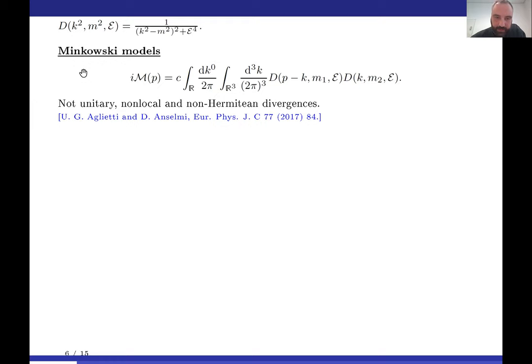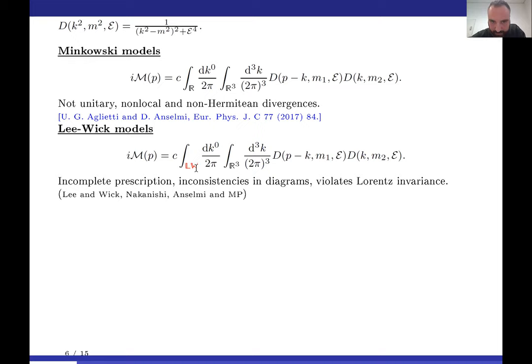Then you have the Lee-Wick models. Lee and Wick proposed to modify the contour integration for the energy in some specific way, but keep the space momentum fixed on the real values. This, as I explained before, has some inconsistencies and it is basically incomplete. They missed some point, although it was a good starting point. They have inconsistencies in higher loops. This was also acknowledged by them. And the amplitude violates Lorentz invariance, which was shown by Nakanishi. Then we have the Feynman models.